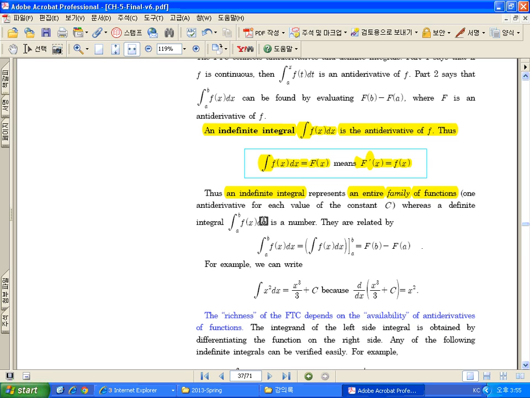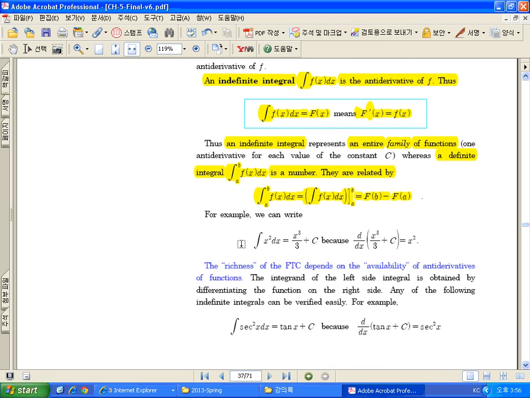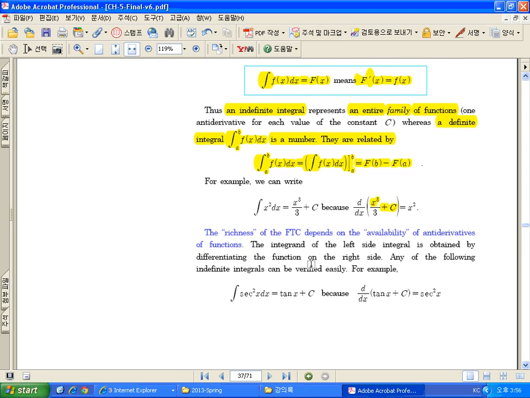Before, a definite integral was a number. But now, the indefinite integral is a function with a constant. So they are related with the fundamental theorem of calculus. Since the derivative of this function is x squared, the integral of x squared dx is this function, the antiderivative, plus a constant for indefinite integrals.